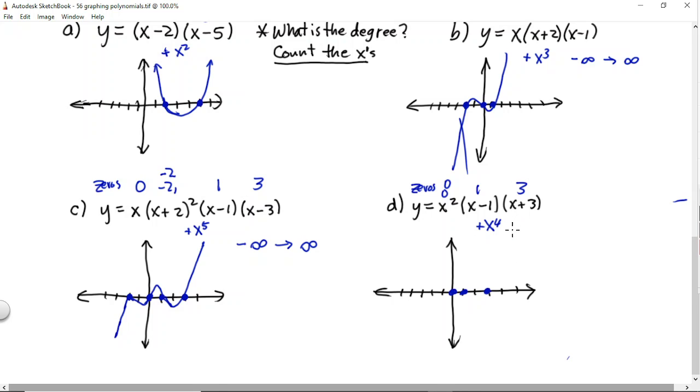Okay. So our end behavior, when your degree is even, and the term is positive, is this. Okay, up and up. So when we're on the left, it's up. It bounces off this.